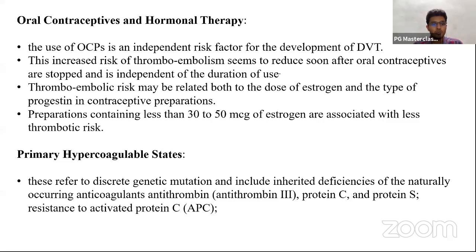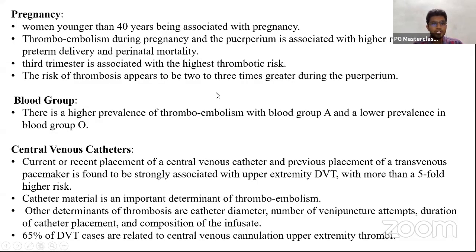Coming to primary hypercoagulable states, these refer to discrete genetic mutations and include inherited deficiencies of the naturally occurring anticoagulants, which are antithrombin, protein C, and protein S, and resistance to activated protein C. Coming to pregnancy and risk of deep vein thrombosis, women younger than 40 years associated with pregnancy have higher risk of development of deep vein thrombosis.